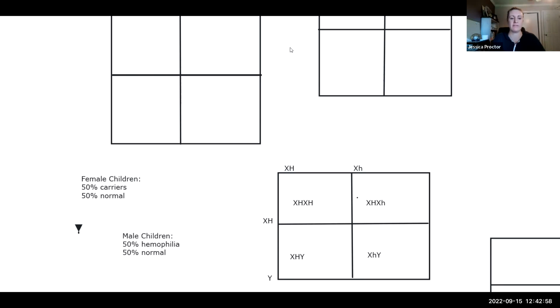Okay, so out of this scenario, it is not possible that these two parents could produce a female child that has hemophilia. They have a 50% chance of producing a female child that's a carrier, and they have a 50% chance. So there's the carrier child here. That's the carrier. So an X big H, X little h, that's a carrier female. And then they have a 50% chance of having a female child with normal blood.